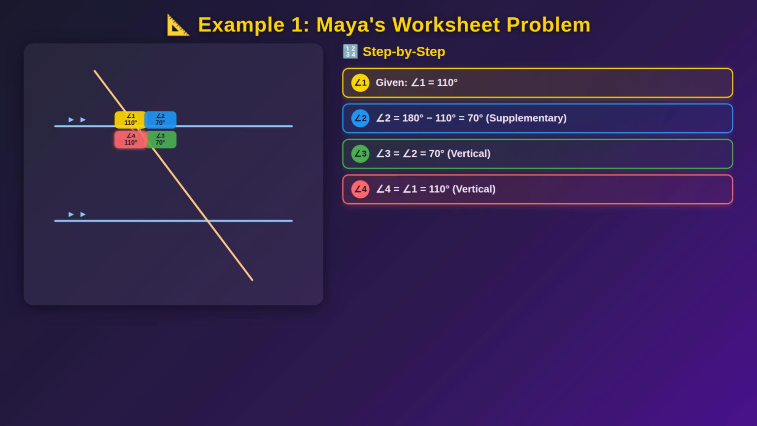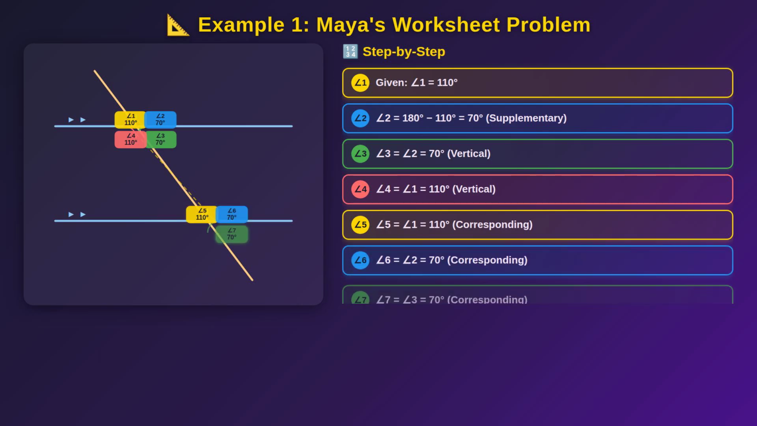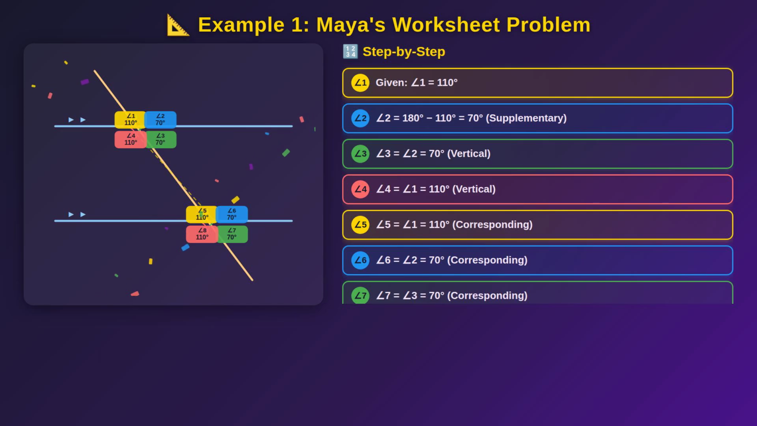At the top intersection, angle 2 is supplementary to angle 1, so 180 minus 110 equals 70 degrees. Angle 3 is vertical to angle 2, so angle 3 equals 70 degrees. Angle 4 is vertical to angle 1, so angle 4 equals 110 degrees.